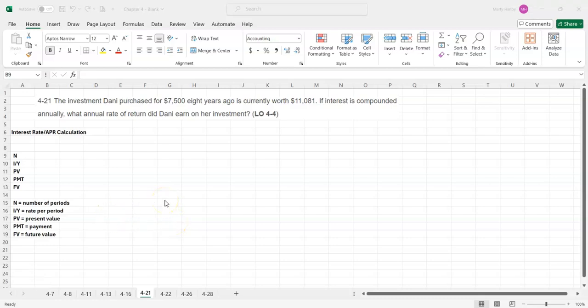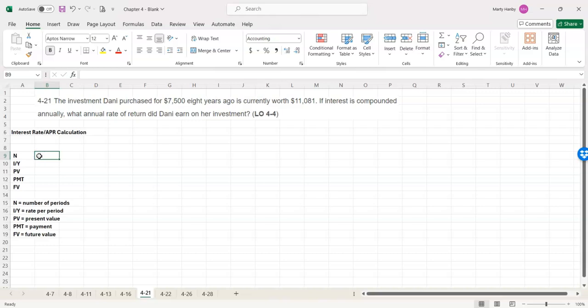Right. So this is a rate or APR calculation. This is problem 21 from Chapter 4 of CFIN7. The investment Danny purchased for $7,500 8 years ago is currently worth $11,081. If interest is compounded annually, what annual rate of return did Danny earn on her investment?